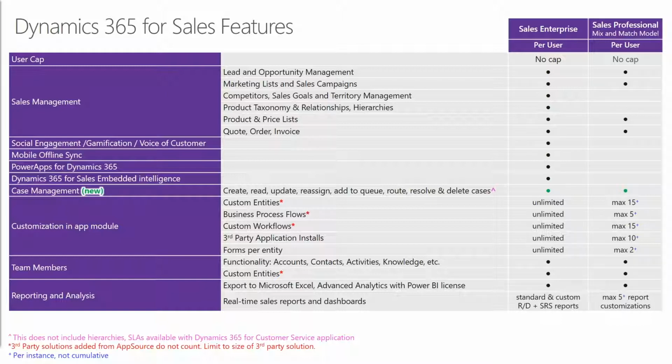And then finally, the big thing that a lot of people have been asking for, since we first announced this two-tier model of Sales Professional and Sales Enterprise, is what would be the limitation in terms of custom entities, custom business process flows, and custom workflows. You can see it there: max of 15, max of 5, max of 15. Again, that doesn't count any third-party add-ons that you might add.